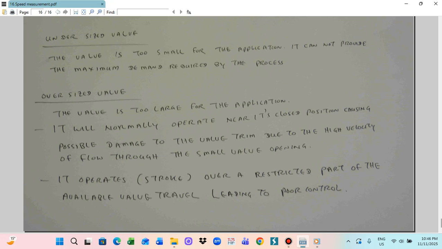Now today's lesson is speed measurement.